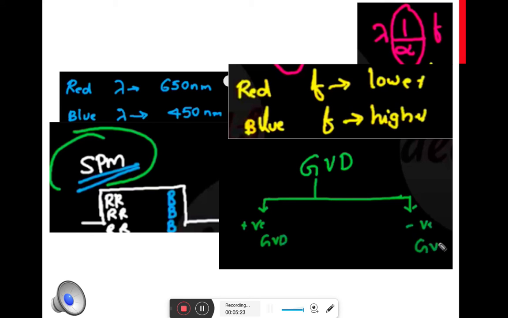Now we'll see more about self-phase modulation and group velocity dispersion. As you all know, the wavelength of red color is 650 nanometer and for blue it is 450 nanometer, and we have an inverse relation between wavelength and frequency. So red has higher wavelength, that means lower frequency, and blue has lower wavelength, that means higher frequency. In self-phase modulation, the lower frequency components, that is the red color components, will be at the starting edge, the leading end of the pulse. Similarly, the higher frequency components will be at the lagging end. In group velocity dispersion, we have to nullify the effects that are caused by self-phase modulation.